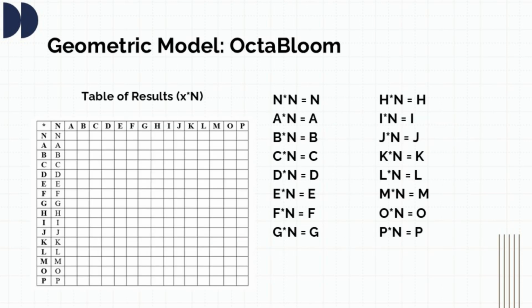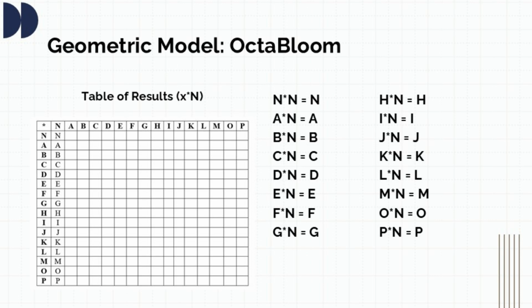So here is the table of results when we operate a value star N. If we operate N to itself, we still get N because the move is do nothing.